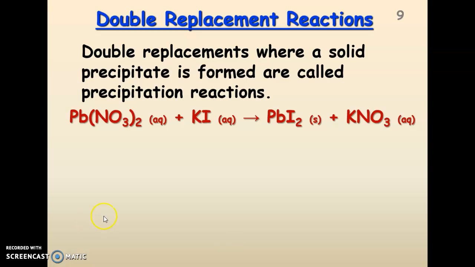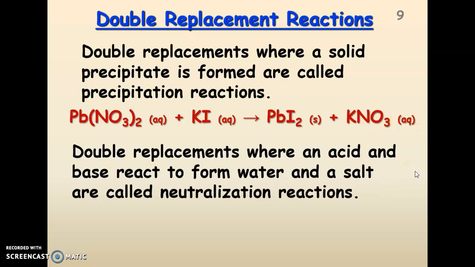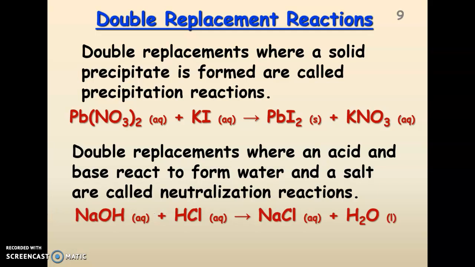Here's an example of that I would show you if we were in class. Lead nitrate and potassium iodide, both in solution, and they're both clear solutions. Afterwards they make this bright yellow lead iodide, which is a combination of Pb and I, and then potassium nitrate gets left in the solution. It's still aqueous. Double replacements where an acid and a base react to form water and a salt are called neutralization reactions. And here's an example of that.